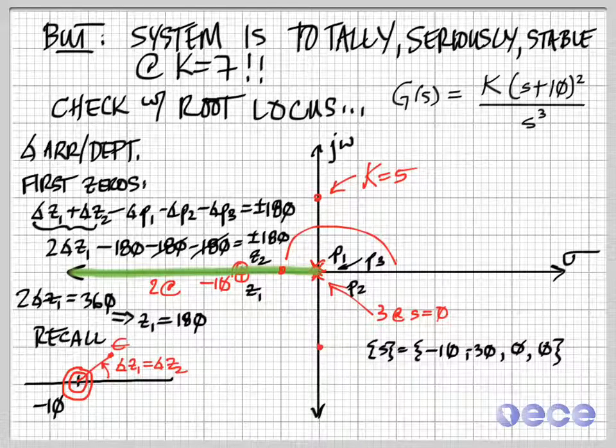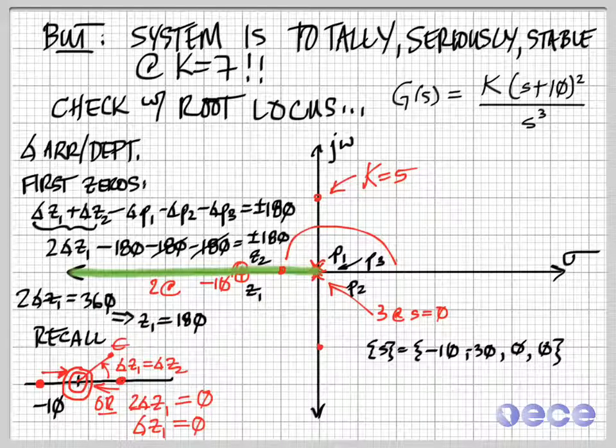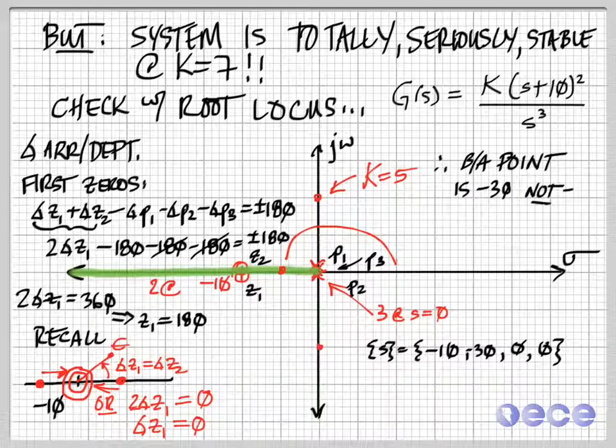Or, if we choose to add minus 180 on the other side, we're going to be adding positive 180 to minus 180, and we would see that 2 times angle of z1 is equal to 0. So this actually gives us our answer, that the angles of arrival at this zero are both 180 degrees and 0 degrees, because one pole is going to be coming from the left and approaching these zeros, the other pole is coming from the right and approaching these zeros. So that gives us our angles of arrival. That tells us that we're going to be entering the real axis with the breakaway point at minus 30, not at minus 10. If the breakaway point was at minus 10, we'd see that our angles were plus and minus 90 here.